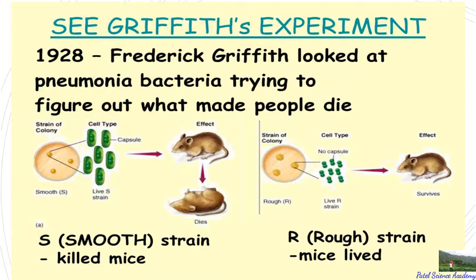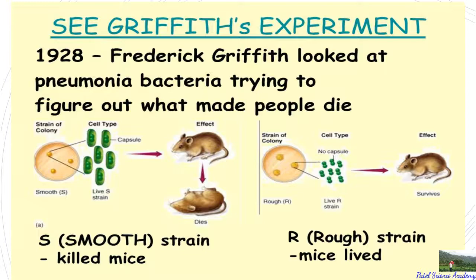And why did he use two strains? To find the cure for pneumonia at that time. Dear students, pneumonia was a common cause of disease at that time. In the year 1928 it was a killer disease, and there was no cure for it. That's why he used two strains of Streptococcus pneumoniae bacteria, to find out the cure for that disease.